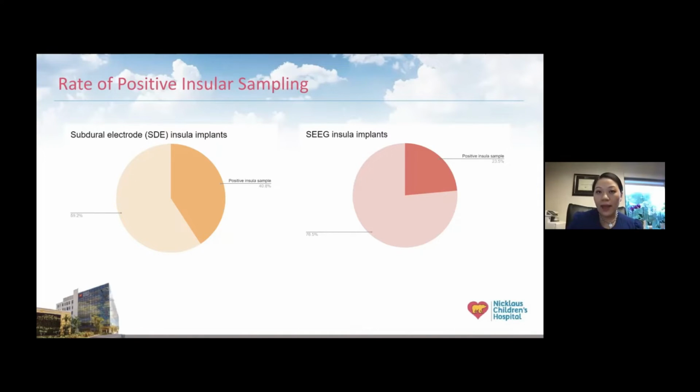With the SEEG cohort, approximately 24% of our patients who underwent some type of insular sampling had a positive insular sampling that led to either ablation or another surgery. This was underpowered for statistical significance. However, you can see that there's a trend here. More patients yield positive insular sampling through the craniotomy approach versus the SEEG insular sampling approach.